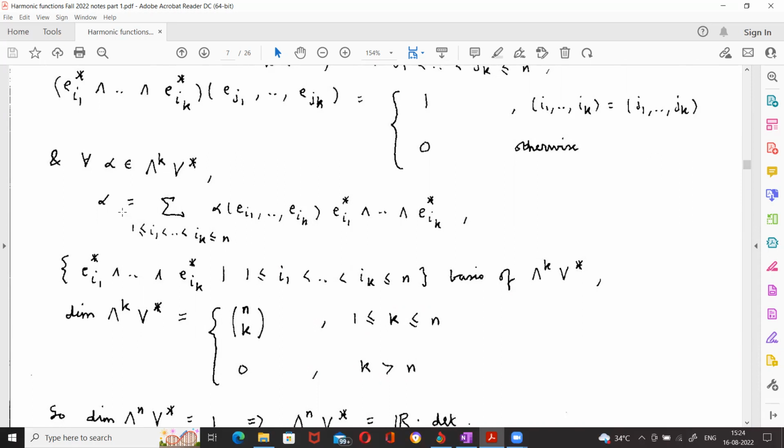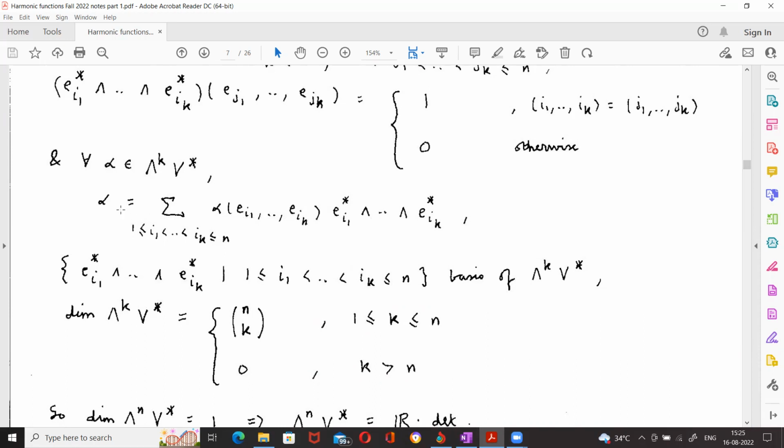Using this, we can then write any alternating k-tensor alpha as a linear combination, over multi-indices I1 to Ik in strictly increasing order, of these basic wedge products, Ei1 star wedge Eik star, times alpha of Ei1 to Eik.